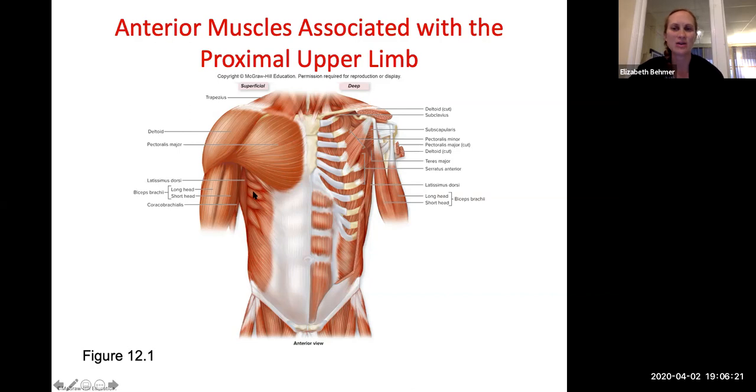Can you guys see my cursor moving at all? Yeah. Good. Okay.